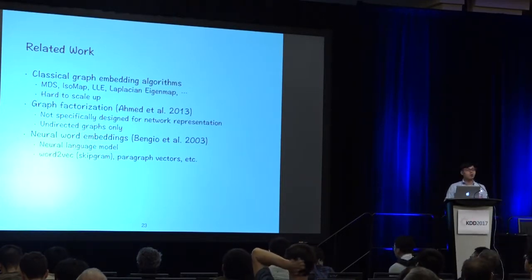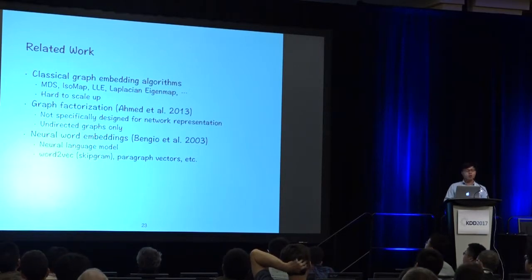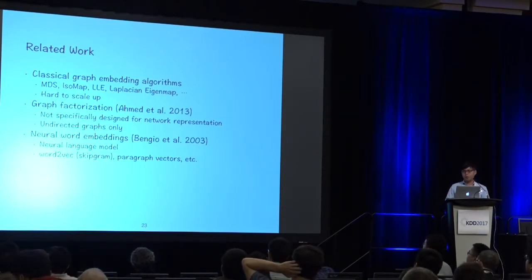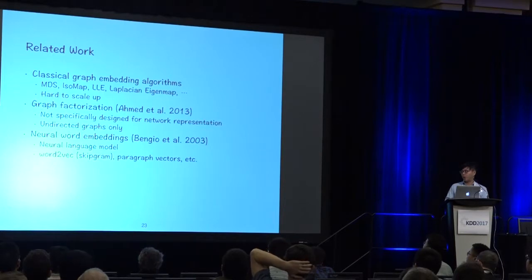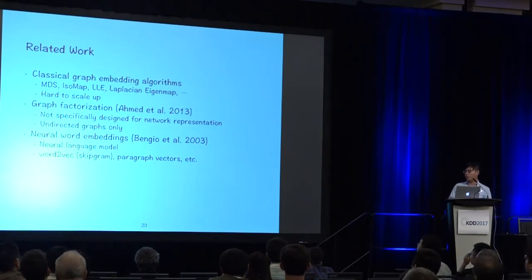These algorithms usually work pretty well on small networks, but they are very hard to scale up to very large networks. There is also some recent work based on matrix factorization, which can be scaled up to very large networks. However, matrix factorization is not designed specifically for learning node representations, so the performance is usually not so good, and it's only useful for undirected graphs.